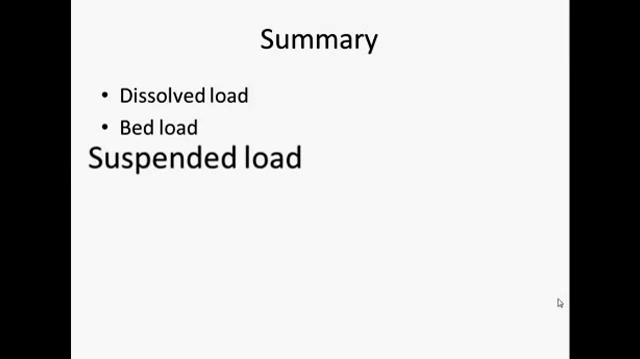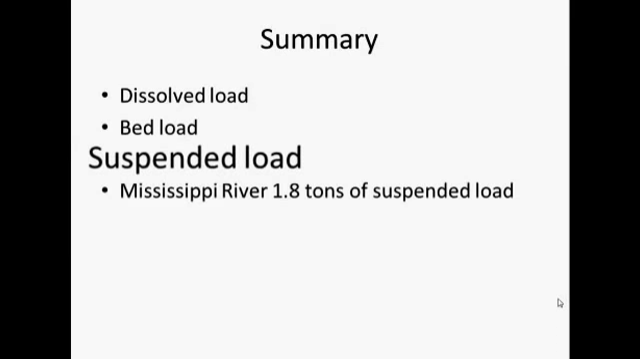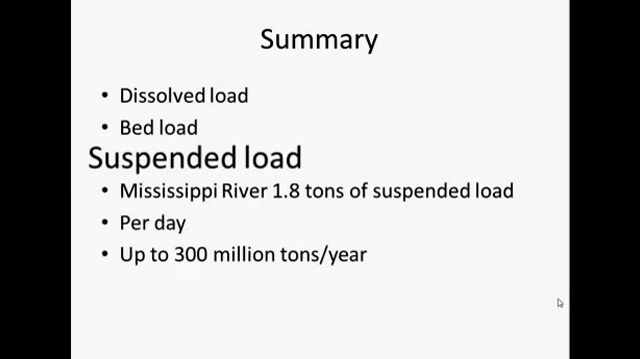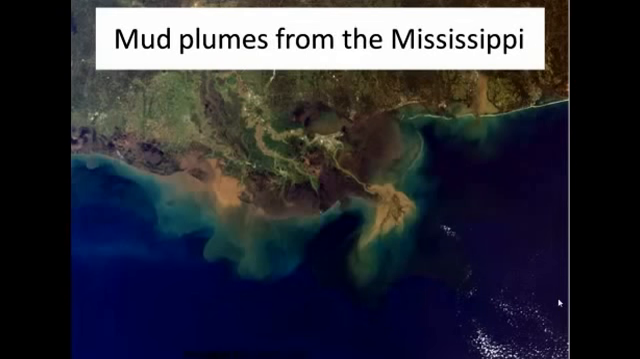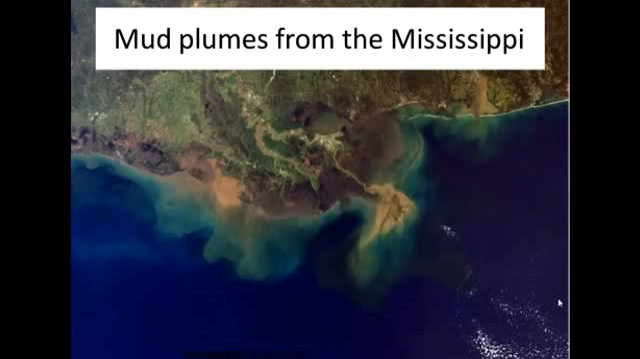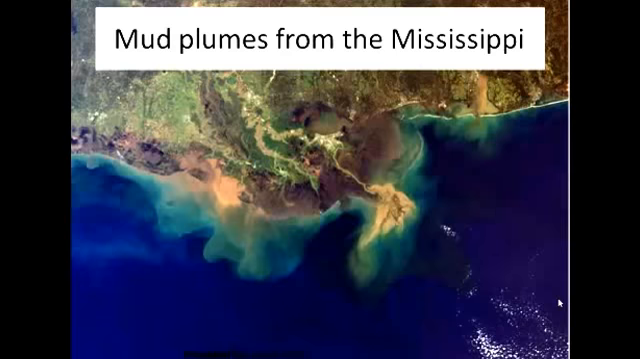The suspended load. The Mississippi River transports 1.8 tons of silt and clay to its delta every day. That would be up to 300 million tons of mud in 1 year. To imagine that, just think of it filling up 11 million dump trucks. You can even see a plume of mud emanating from the mouth of the Mississippi as seen from space.